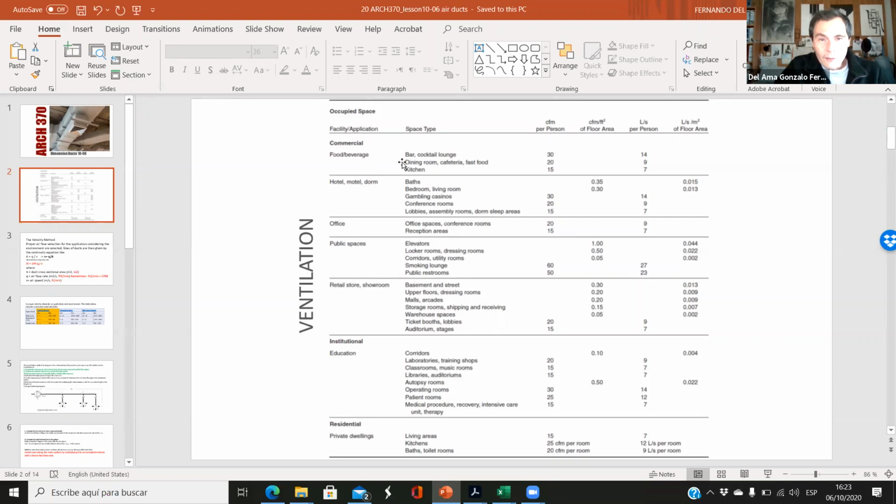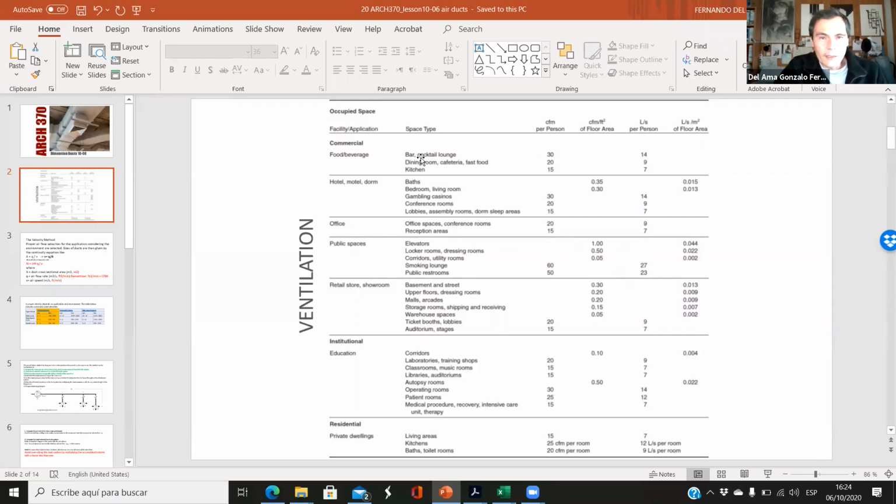As you can see, most of the uses are either 20 or 15. In cafeterias, fast food, or dining rooms you will have 20, in kitchens we have 15. In conference rooms we have 20, in lobbies we have 15. Here we have 20, 15, 20, 15, 20, 15. In 80% of buildings, the CFM is between 20 and 15. This is the minimum CFM per person. So if you have 15 and you use 20, it's fine. It's even better.